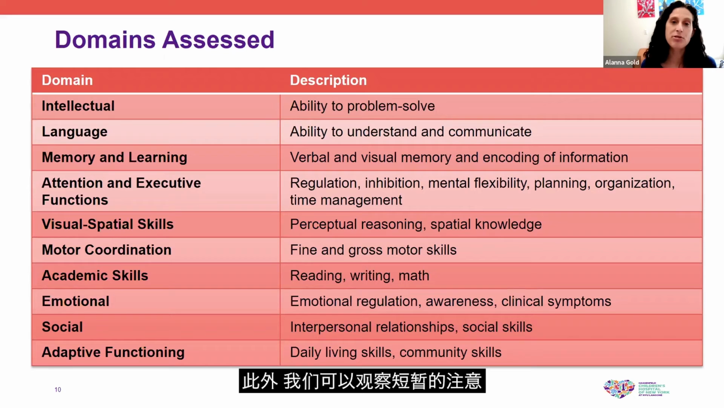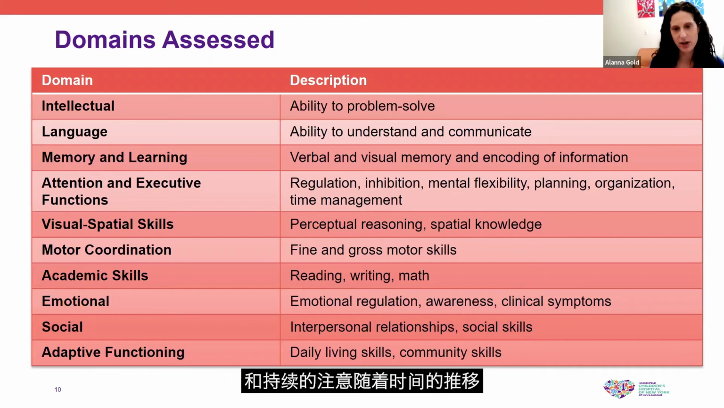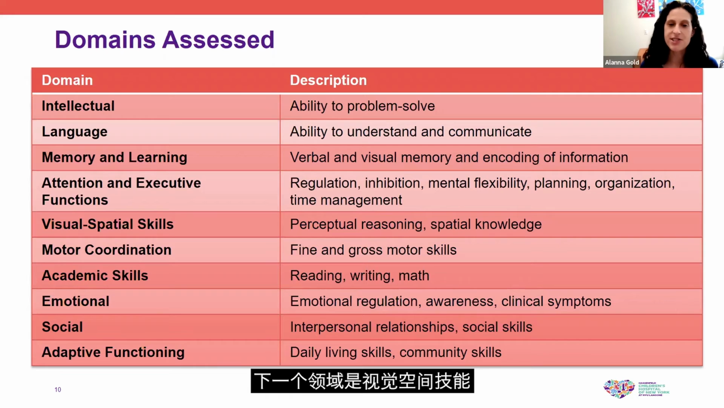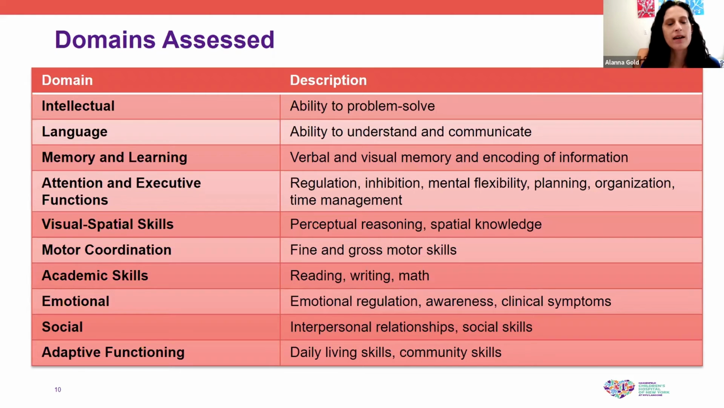Additionally, we may look at brief attention, as well as shifting attention or switching attention and sustaining attention over time. The next domain is visual spatial skills, which includes perceptual reasoning and spatial knowledge, motor coordination or fine motor skills, things like drawing, fine motor dexterity.